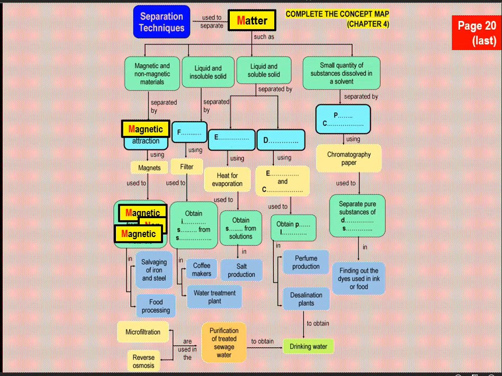All right, so we have just finished the last part, the second part of your separation technique. We talked about the second type of separation technique, which is to separate liquid and insoluble solid, basically using filtration. So what do we want to get? We want to obtain an insoluble solid. Very good. You want to obtain an insoluble solid from a suspension. From a suspension, then you will use filtration. And the two examples will be found in your coffee makers and your water treatment plant.